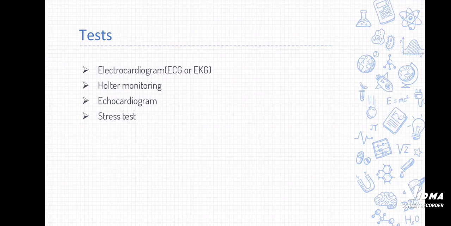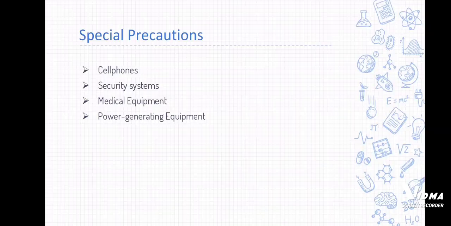And then the tests involved in the placement of a pacemaker are the electrocardiogram, ECG or EKG; Holter monitoring, which is similar to the monitoring of heartbeats using smartwatches; the echocardiogram, which senses the electrical impulses using sound; and the stress test.